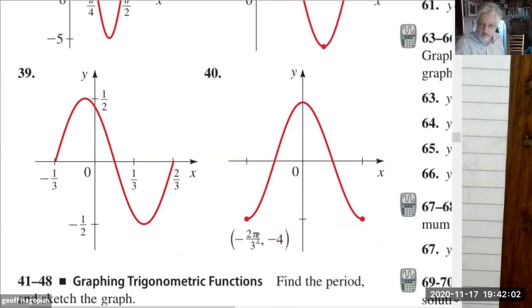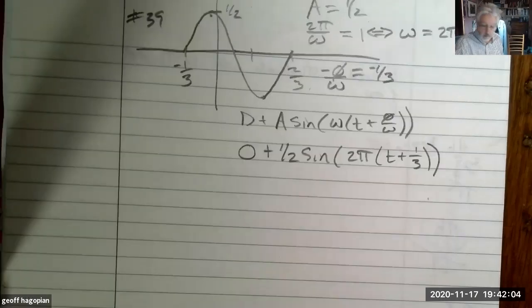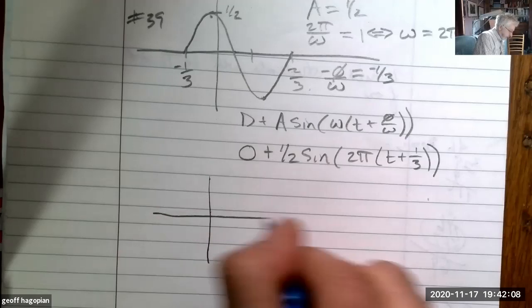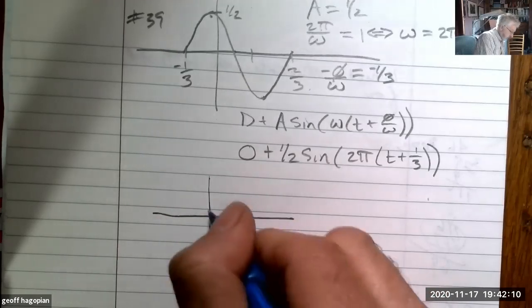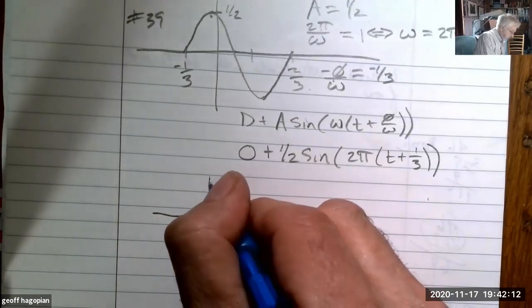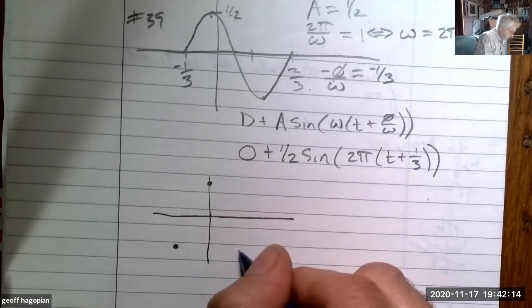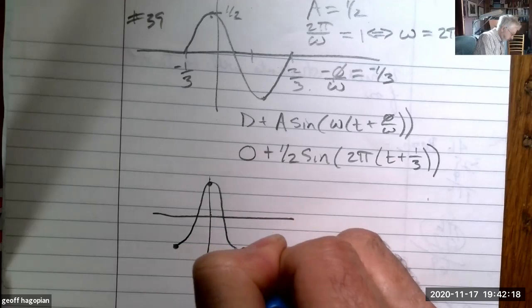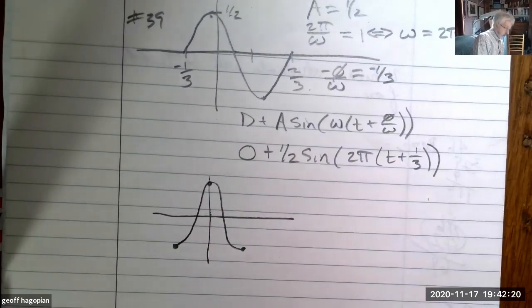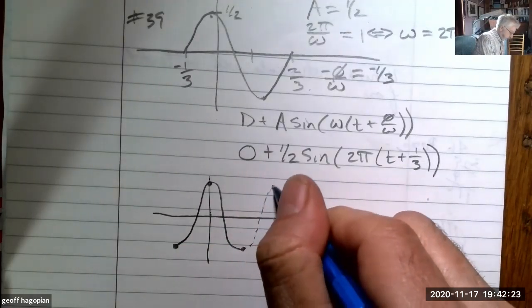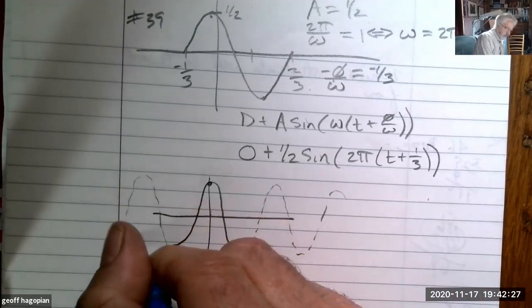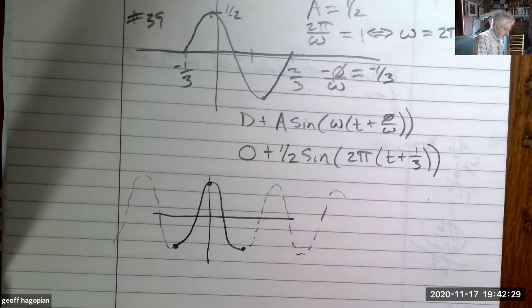This is number 40. It's a variation on the last one. But it's a cosine, right? So we're going to be at a peak here, at a trough here, another trough there. And this is one oscillation of the cosine curve, which would continue on to look like a typical sinusoid, both to the left and to the right.